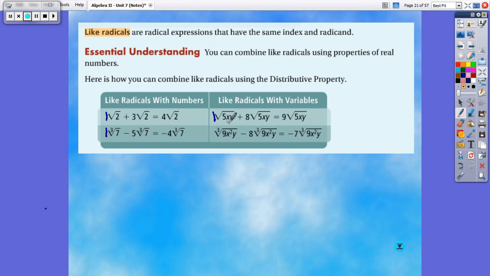And then finally, in the last one, we check to make sure we have the same index, yes. The same radicand, yes. So now I can add those two things together or subtract them. 1 minus 8 is negative 7, so I have negative 7 cube root of 9x squared y.